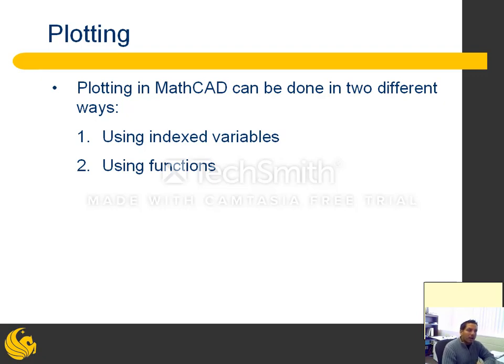How can we graph with MathCAD? Well, we can graph functions, we can graph vectors or indices, and we can also do so with matrices in 3D, and with functions in 3D. So we have two ways of plotting, either using index variables, or using functions. The difference between the two is essentially no difference. When would you use one or the other? If what you have available is an index variable, then you plot the index variable. If what you have available is an explicit function, then you use a function.